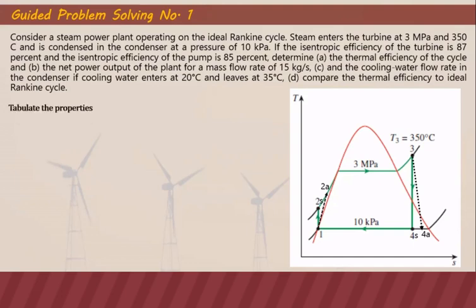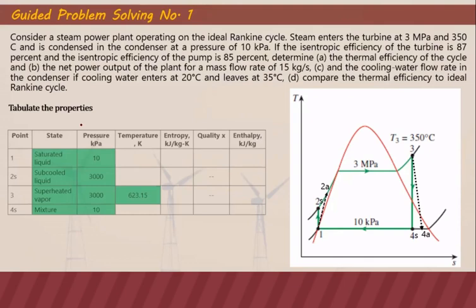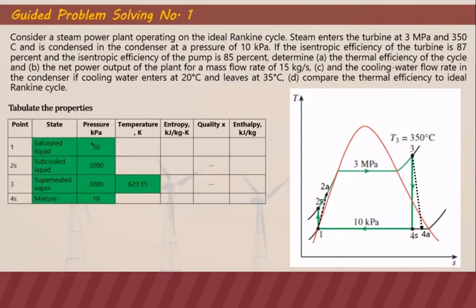We're going to tabulate the properties at the different points, assuming that the process is still ideal. We're given the pressure at point 1 as 10 kPa, and then the pressure at point 2 is 3000 kPa. This is a constant pressure line, that's why it's 3000 kPa. Same also with point 3 and point 4S. I name them 2S and 4S to denote that these are the isentropic processes.